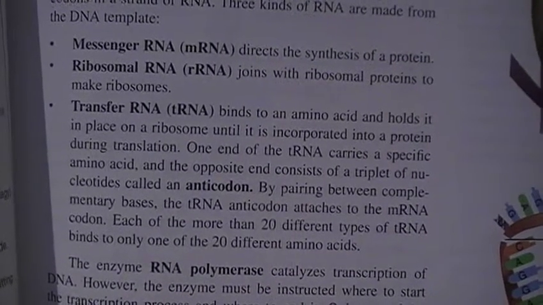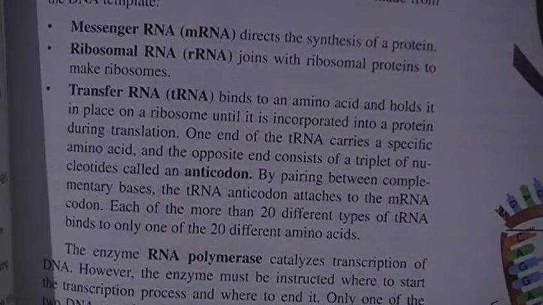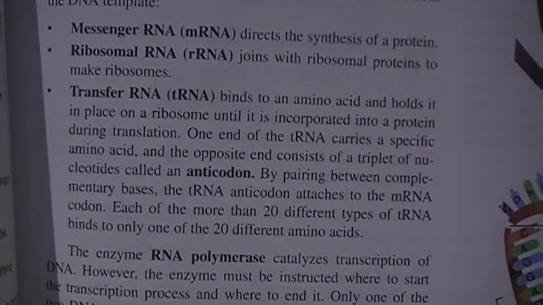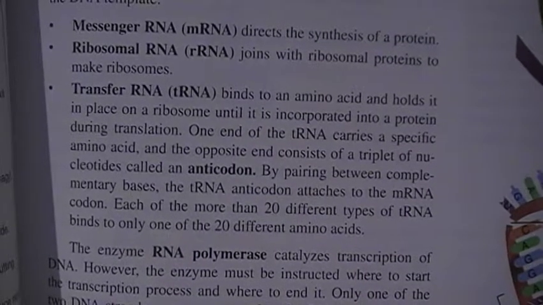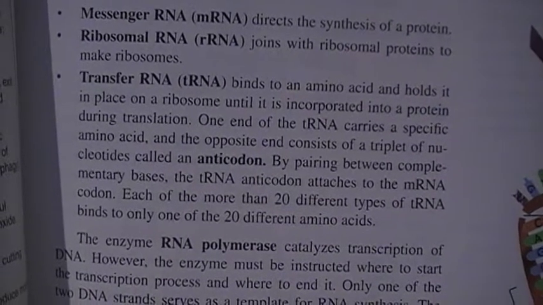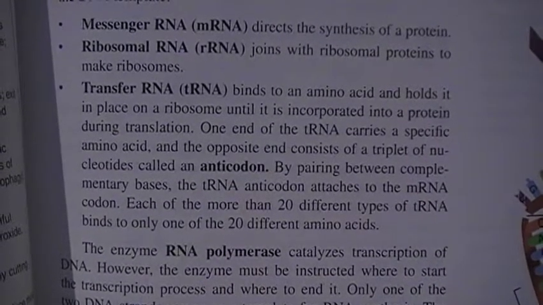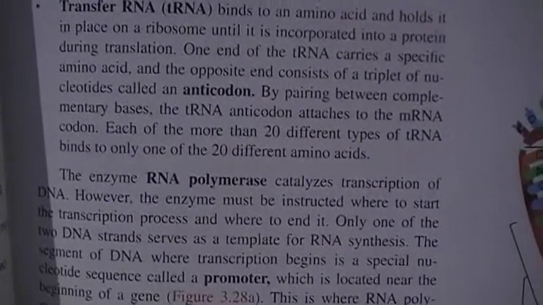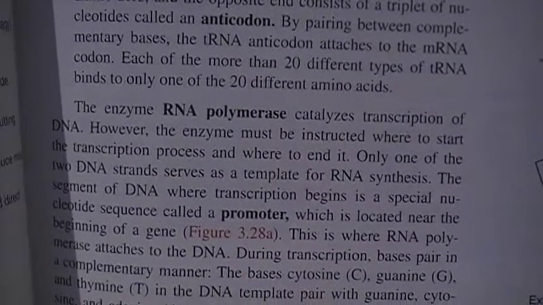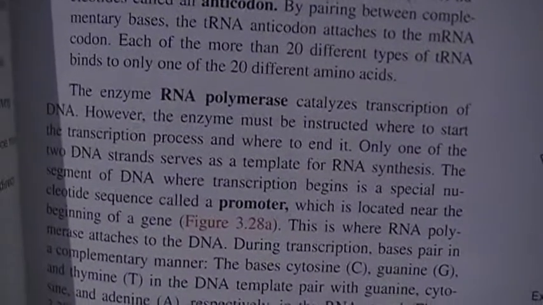One end of the tRNA carries a specific amino acid, and the opposite end consists of a triplet of nucleotides called an anticodon. The tRNA anticodon attaches to the mRNA codon. Each of the 20 types of tRNA binds to only one of the 20 different amino acids.